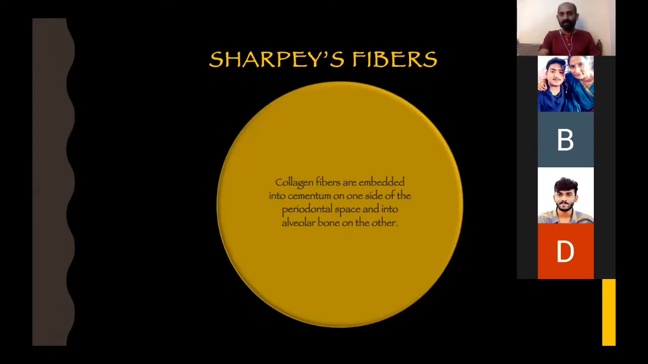Sharpey's fibers are nothing but the periodontal ligament fibers that have inserted onto the bone and onto the cementum. The periodontal ligament just cannot go and attach to the surface. It cannot give so much attachment. It has to insert inside for it to give attachment for the tooth. So those portions of the ligament which enter into the cementum and the alveolar bone are called Sharpey's fibers. And how different are Sharpey's fibers from the regular collagen? The Sharpey's fibers are made up of type 3 collagen fibers. They are not made up of type 1.